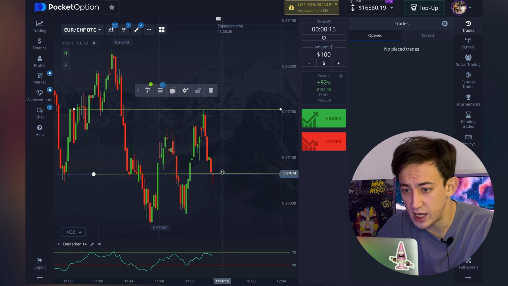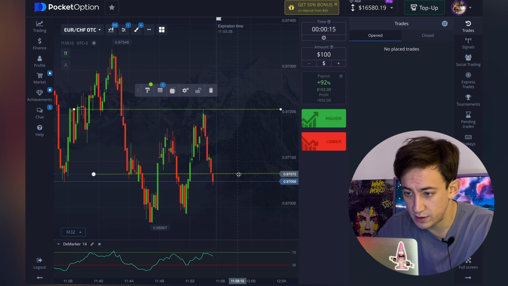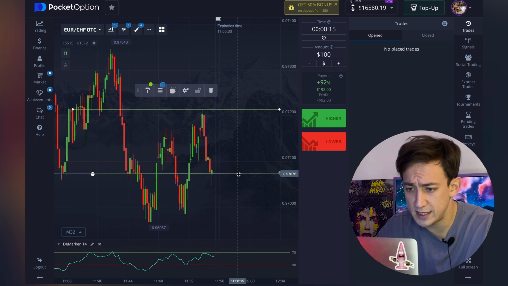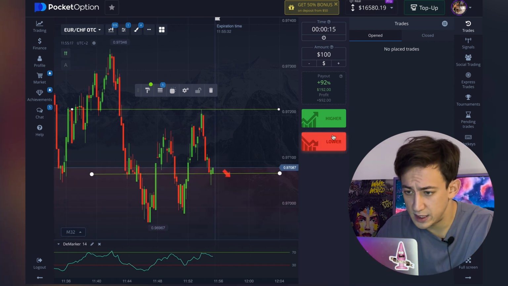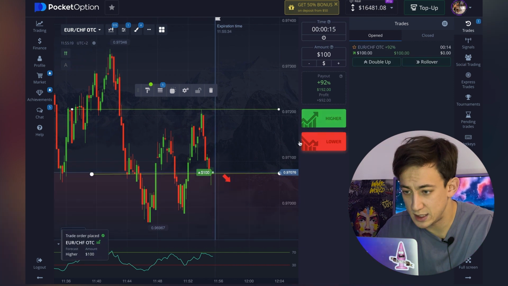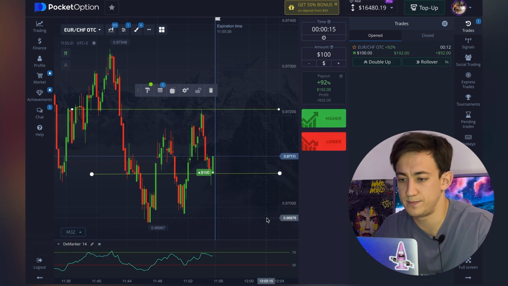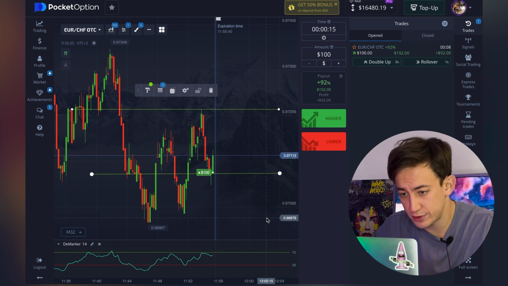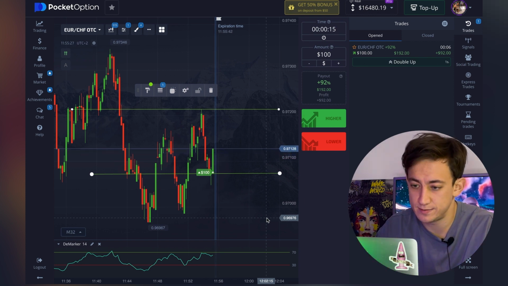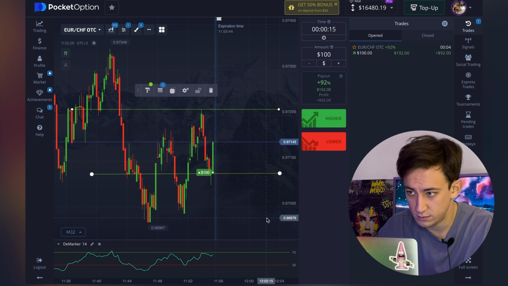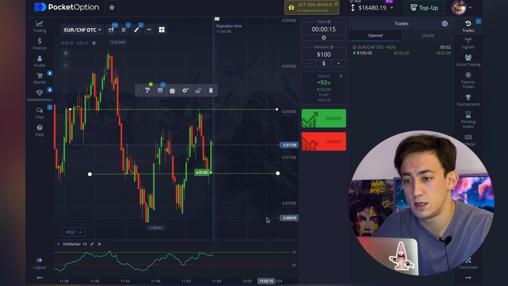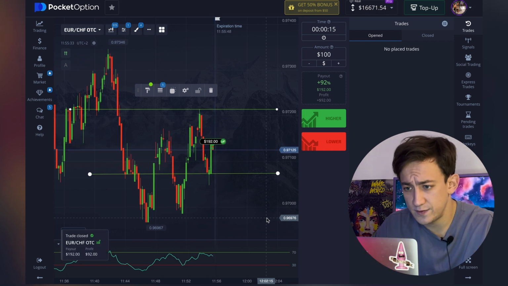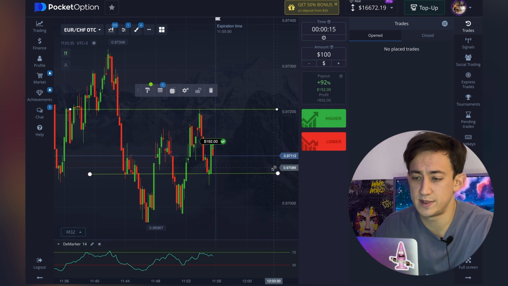Friends, while we are at it, let's start looking for an interesting situation. Based on the two rays I drew on the current segment, I see a rebound from the level. I'm entering an upward trade for $100 and just waiting. And of course we are getting a profit.